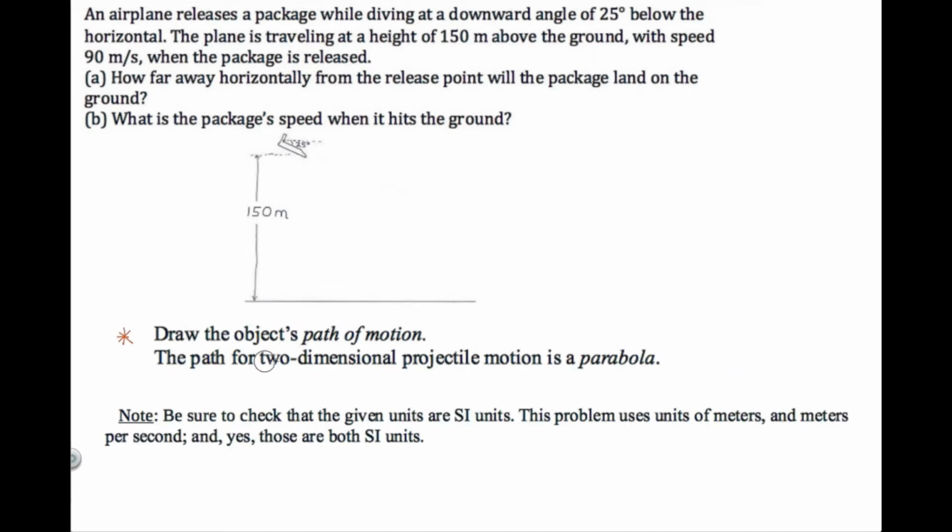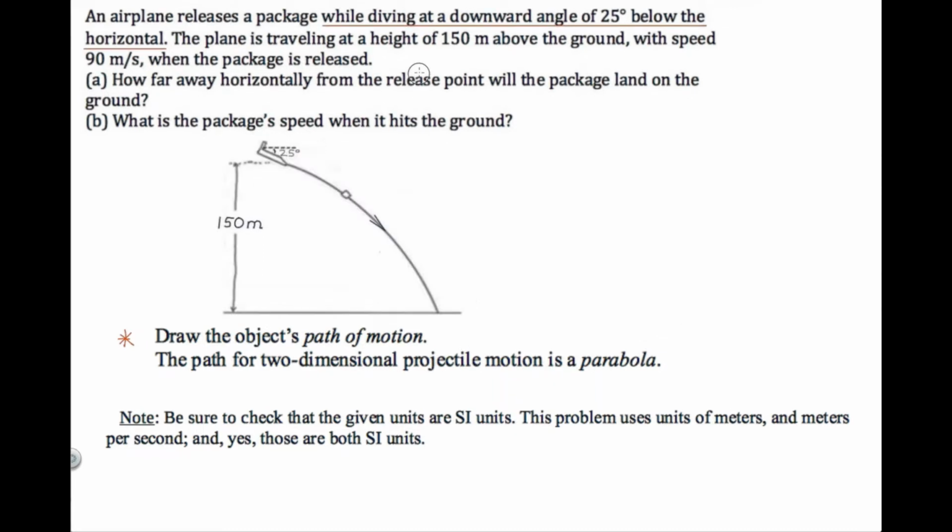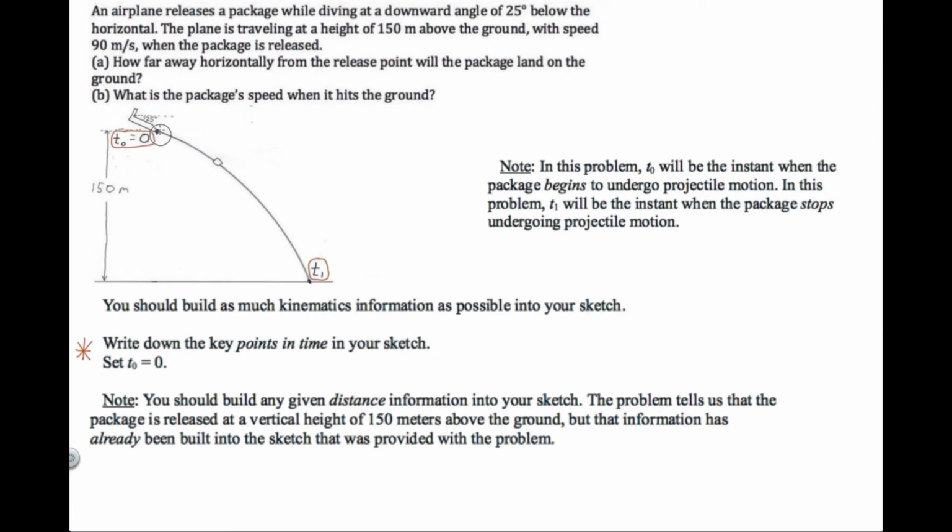The general path for two-dimensional projectile motion is a parabola. Since the package is already moving downward when it is released from the plane, for this problem, the initial slope of the parabolic path should be downward, at an angle of 25 degrees below the horizontal. Let's call the instant when the package leaves the plane t sub 0, and let's call the instant when the package hits the ground t sub 1.